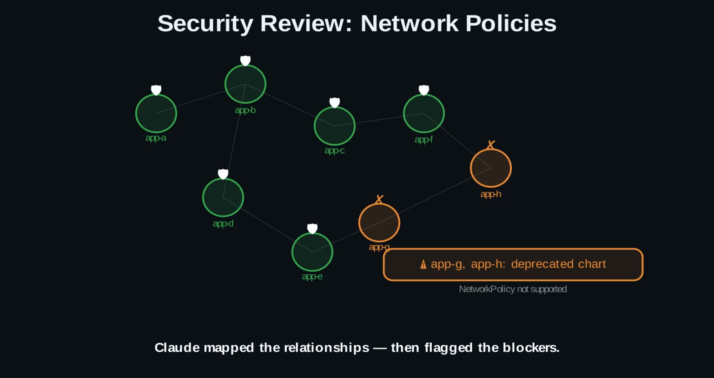I then asked it to propose network policies for each app based on the relationships it had already worked out and implement them, with minimal output, I didn't need a running commentary. Claude went through the repo, wrote the policies, and flagged a handful of apps it couldn't cover. The reason? Those apps were on deprecated Helm chart versions that didn't support network policies at all.